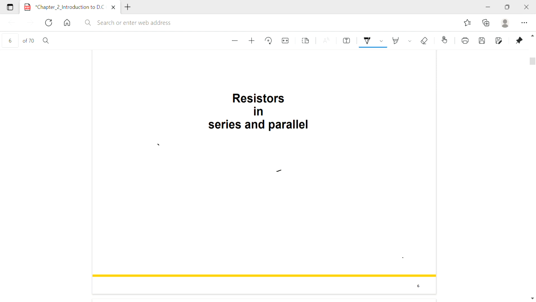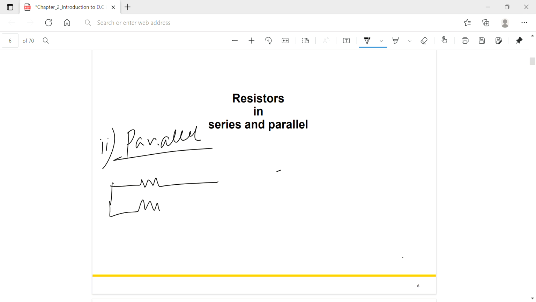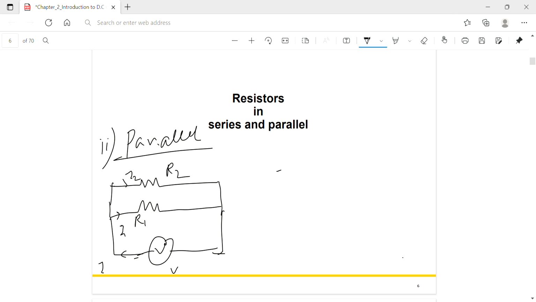Now we are going to discuss the second case, that is parallel. In this case, we have a voltage source V and two resistors R1 and R2, and the current flowing is I. Now the current is divided into two parts, I1 and I2, but the voltage across these two is the same.